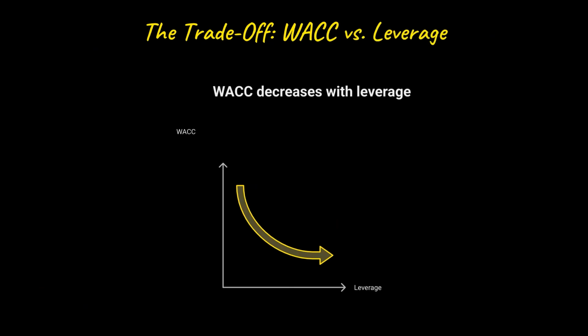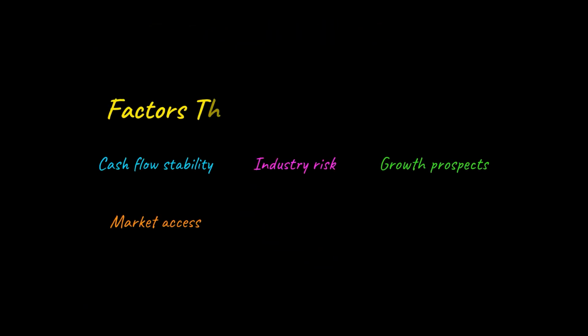As leverage rises from zero, the tax shield initially pushes the weighted average cost of capital down. But beyond the optimal point, lenders demand higher rates for default risk. Equity holders demand more for their riskier residual claim, and WACC reverses course and climbs.